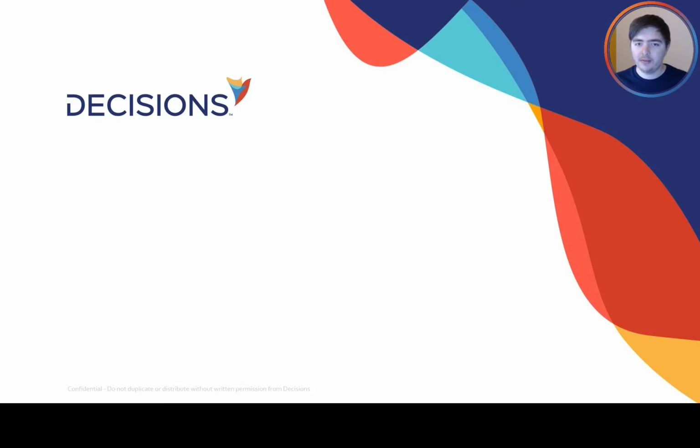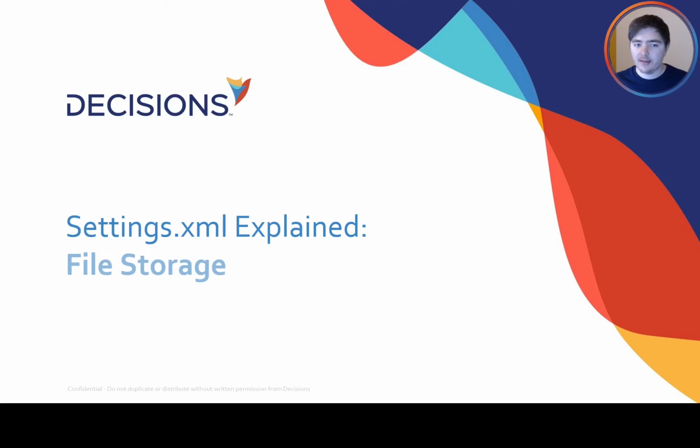Today we are going to be going over the Settings.Xml. This is part of a series that will be discussing particular functions categorized into different features of the platform that you can alter or work with by changing or getting information from the Settings.Xml document. In this particular video, we are going to be discussing the file storage settings specifically.